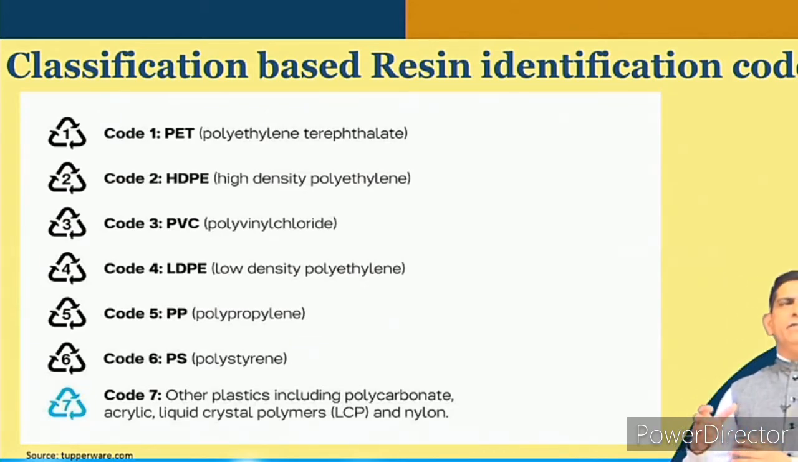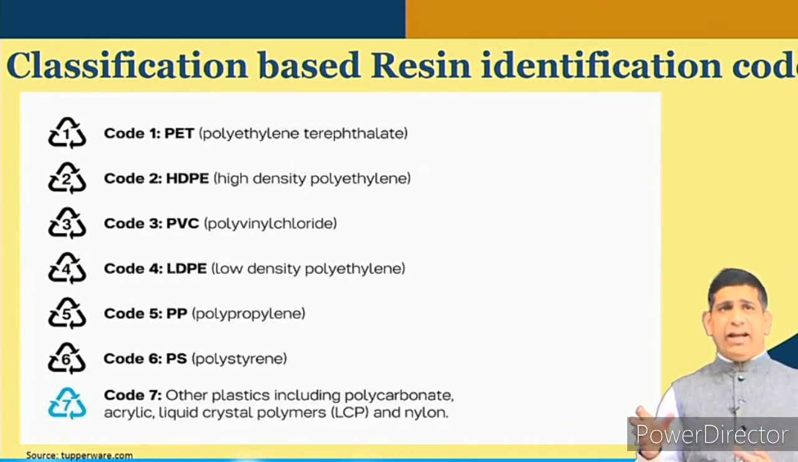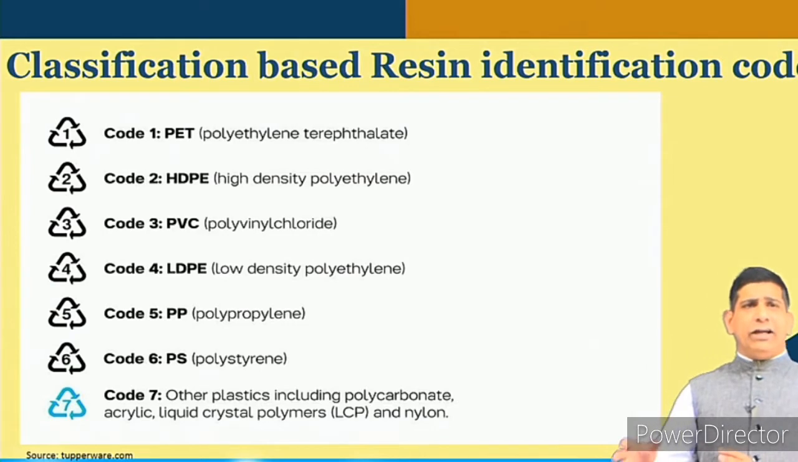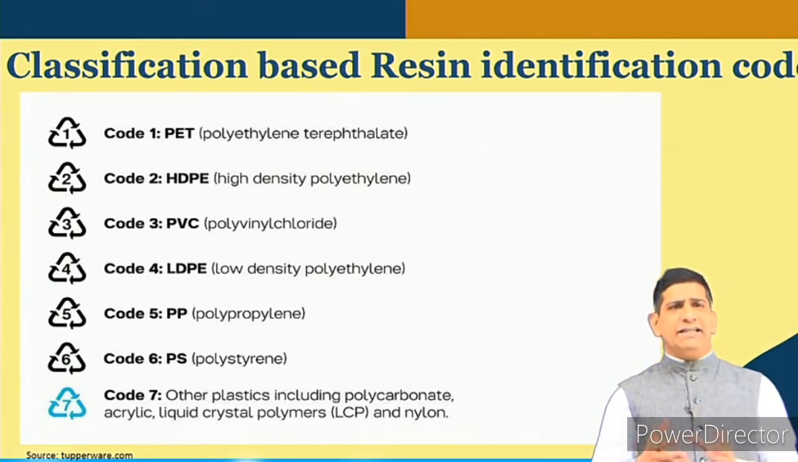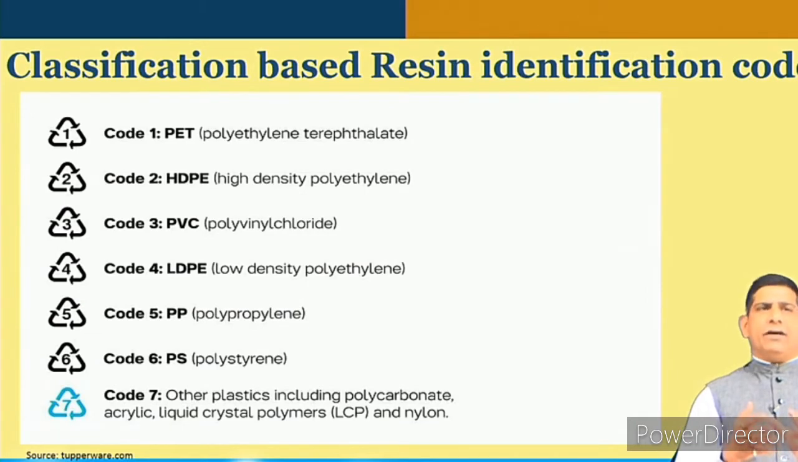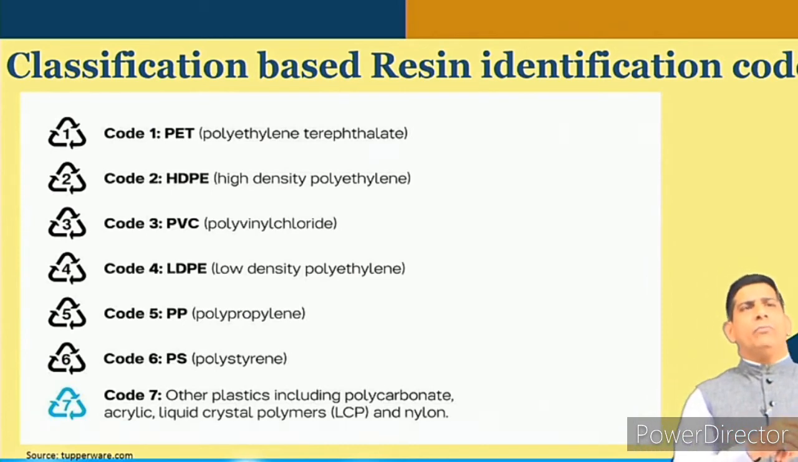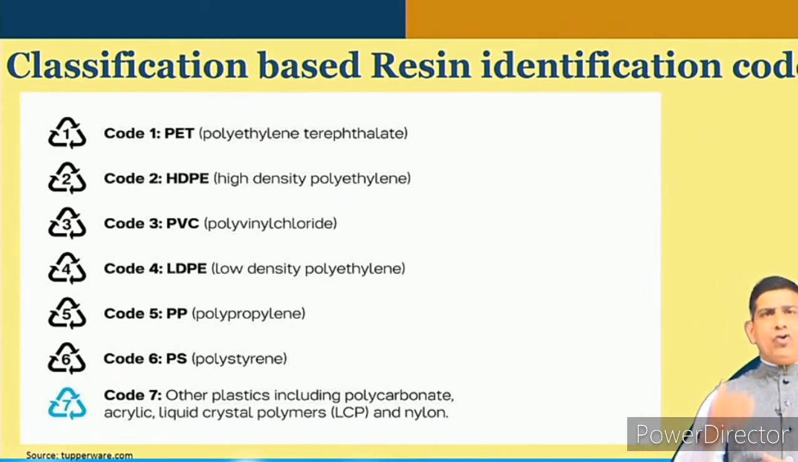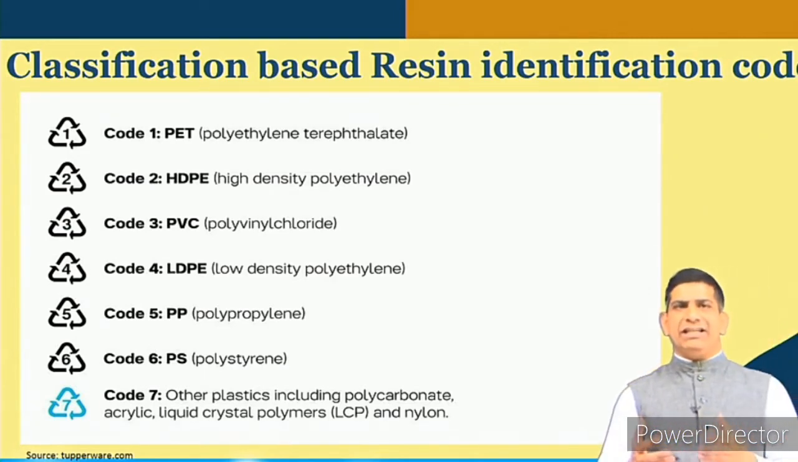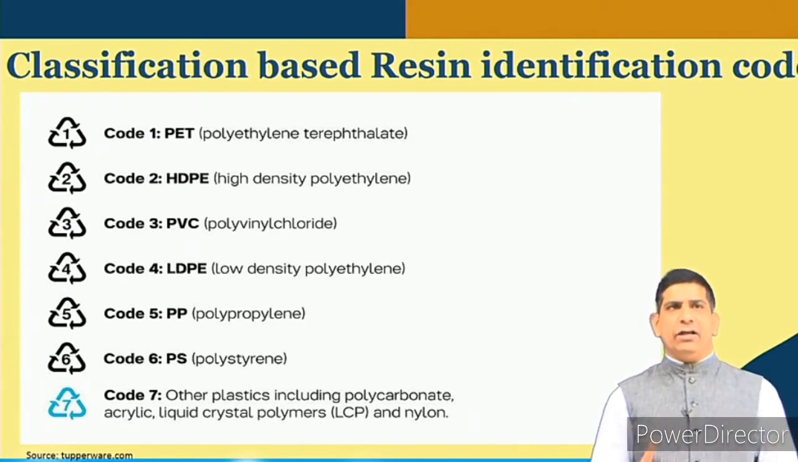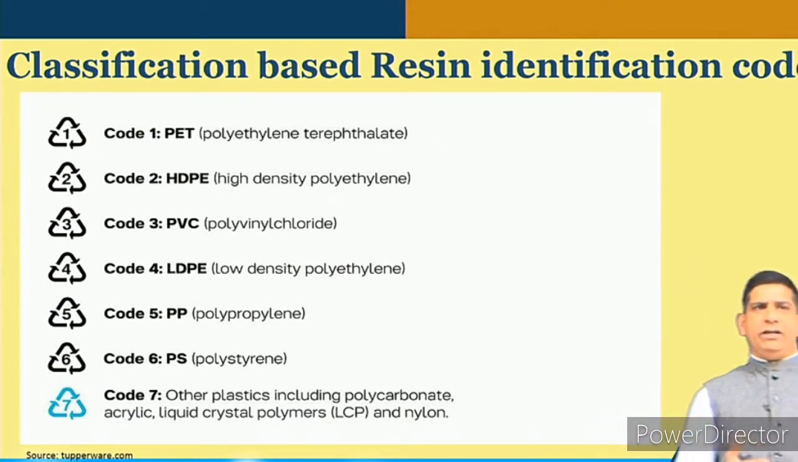Then PP, polypropylene. Number 6 is polystyrene, and then 7 is basically all other plastics, including polycarbonate, acrylic, liquid crystal polymers, LCP, nylon, all those things together is our number 7. So, if you look from number 1 to number 7, as you go down the list, there is less and less economic incentive to recycle those. PET is the most recyclable material, easy to recycle, and economically it makes sense. HDPE is next, then PVC, then LDPE, then PP and polystyrene.